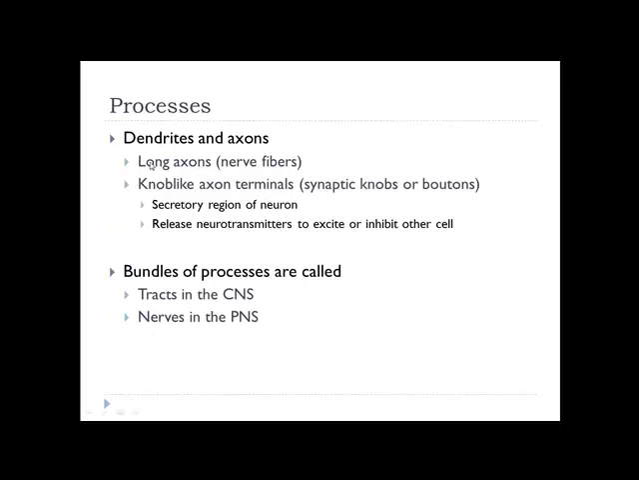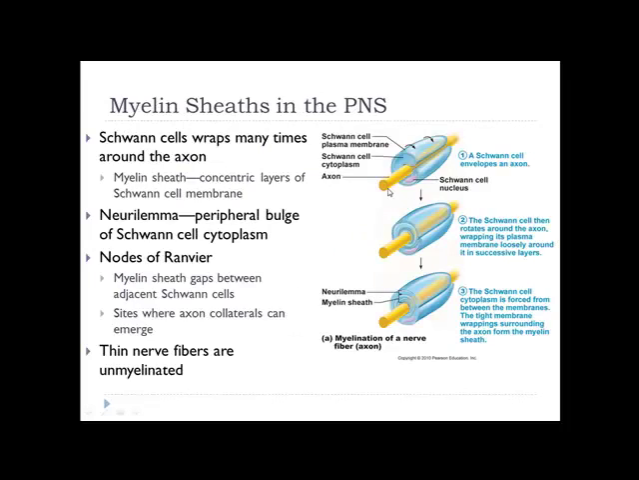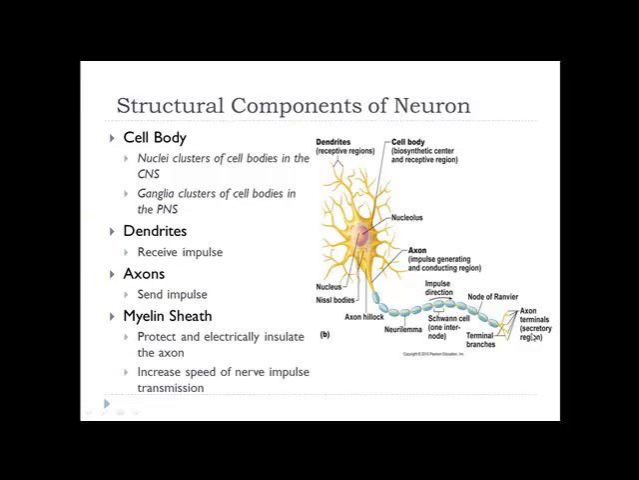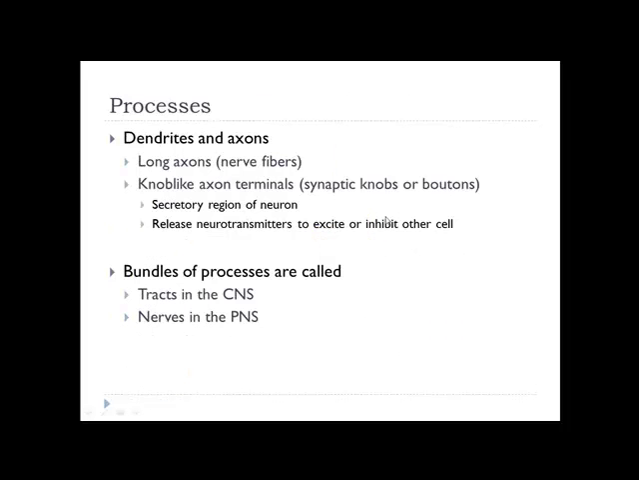Okay, dendrites and axons. Axons are long, all right? They're going to have knob-like terminals or buttons at the end. Those knob-like terminals or buttons are where these guys are going to talk to each other. They'll have these little synapses where they talk to one another. We'll see those in a little bit. If you have bundles of axons in the peripheral nervous system, you call it a nerve. In the central nervous system, we call them tracts.